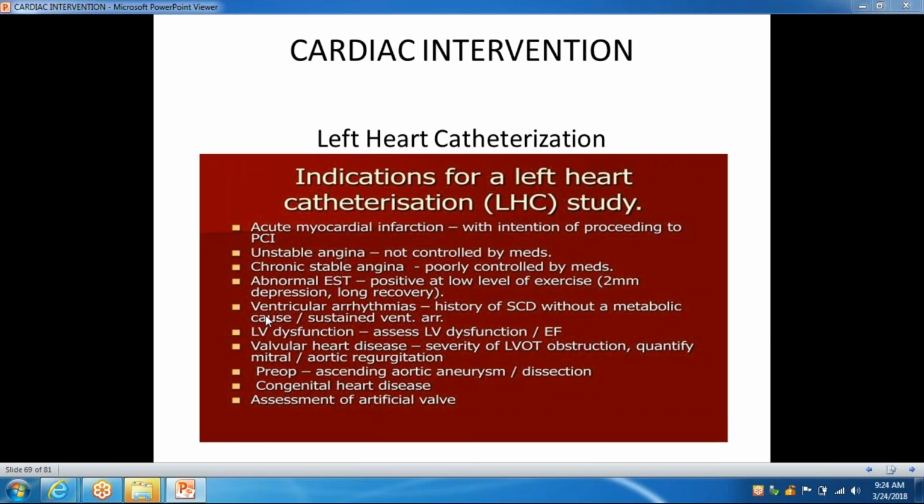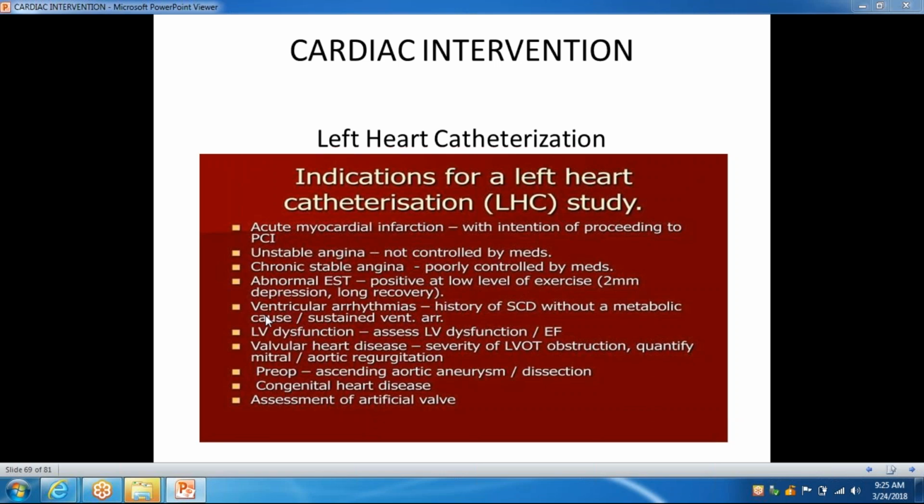Ventricular arrhythmia. If someone is having, say, ventricular tachycardia, one of the most common causes of ventricular tachycardia is obstruction of the coronary vessels, blockage. So that patient may need to go on to a cardiac catheterization. Sudden cardiac death. Someone who has sudden cardiac death, they essentially die in the field and then they're resuscitated. A lot of those patients also have significant obstructive coronary vessels.